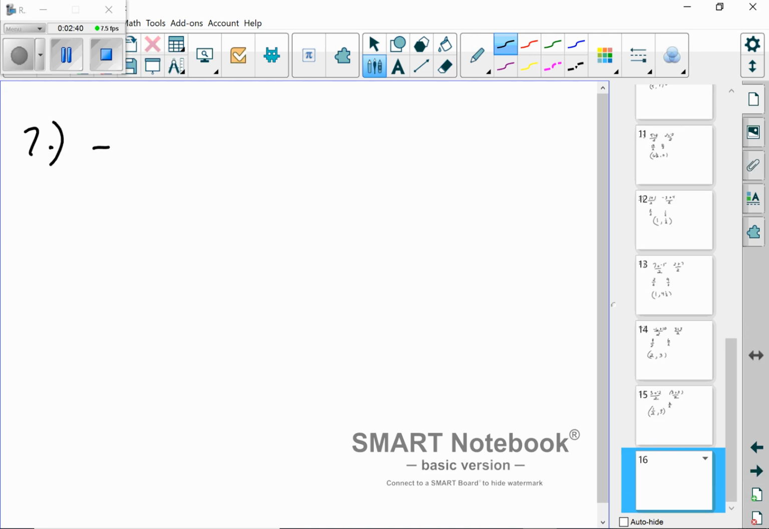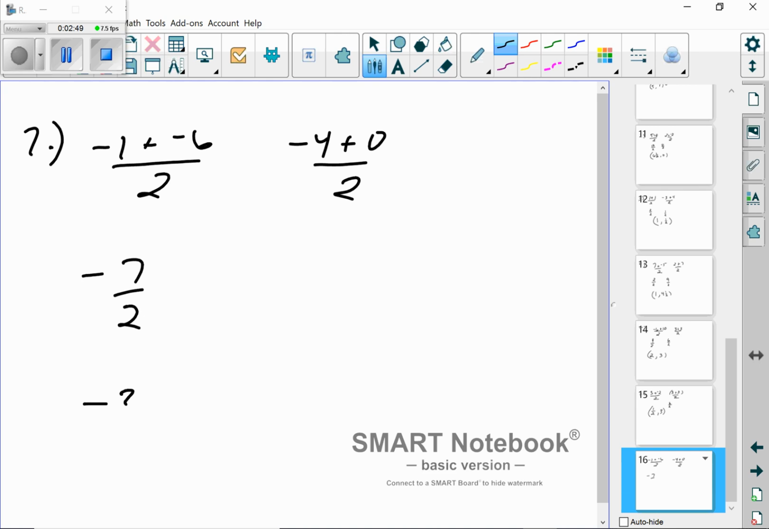Number 7, I got (negative 1 plus negative 6) over 2 and (negative 4 plus 0) over 2. Negative 7 over 2 makes negative 3.5, and negative 4 over 2 makes negative 2.